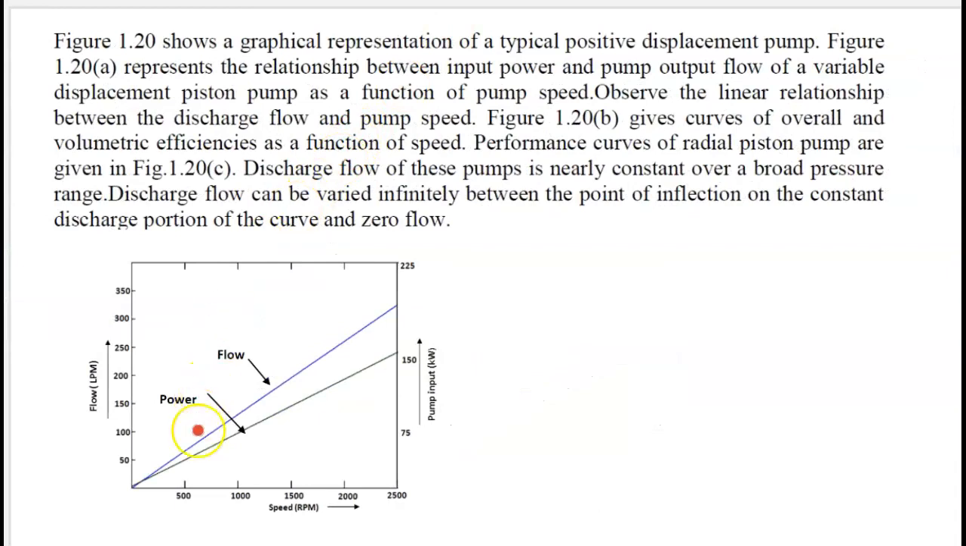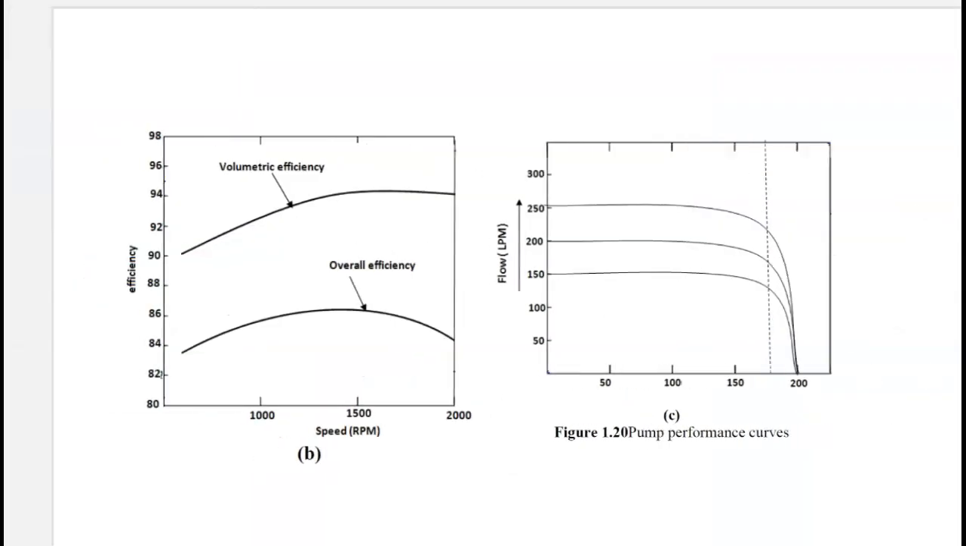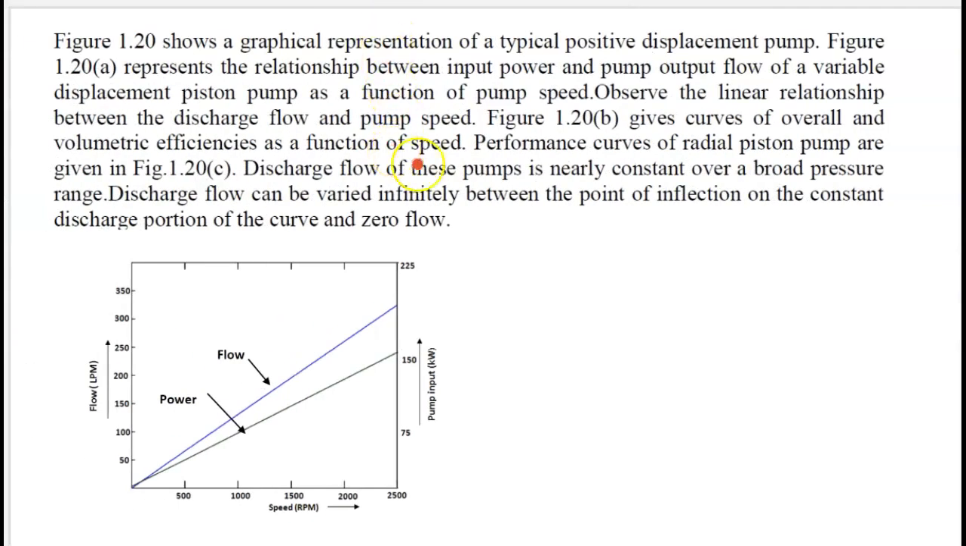Now, this is figure 1.2. There are multiple parts: 1.2a, then there is b, and then there is c. So there are three sets of figures on the next page. Okay, this is a typical positive displacement pump. On the y-axis, you have the flow in LPM. On the x-axis, you have the RPM. It gives you an idea about what happens to the flow in LPM and the speed.